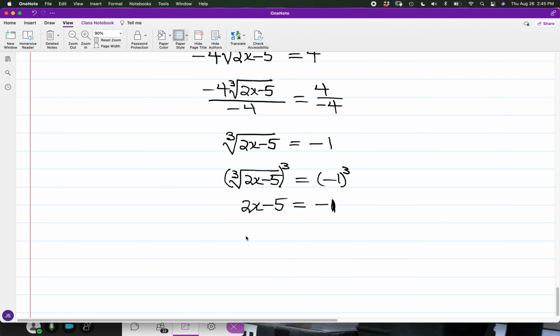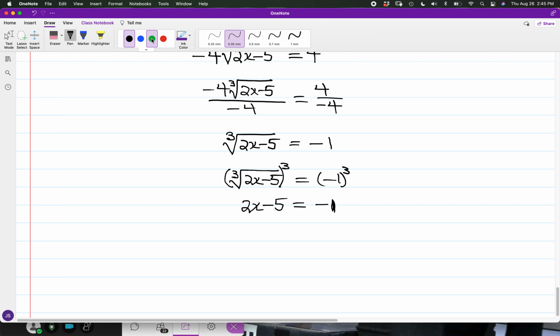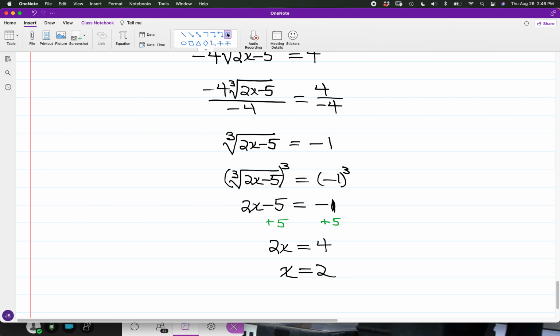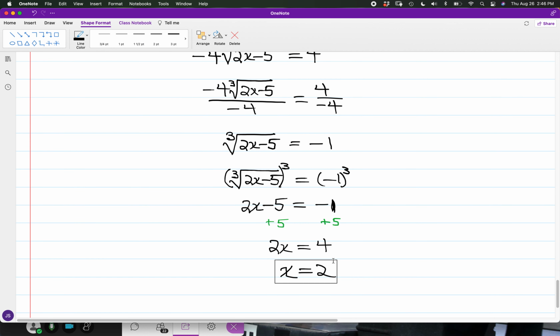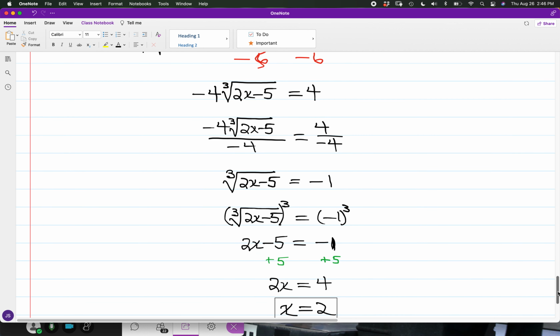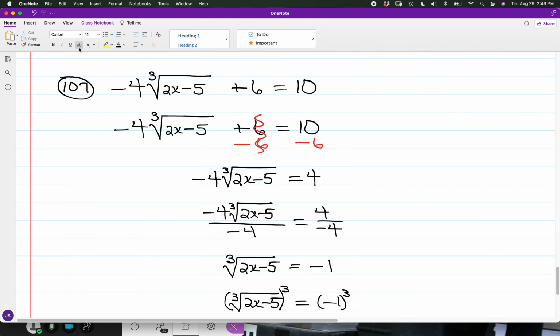So here I have a two-step linear equation. And isolating the 2x, if I add 5 to both ends, we're going to have 2x is equal to -1 plus 5, which would be 4, and 2 times x is equal to 4. We're going to have x is equal to 2. And with this being an odd root radical, again, the double checking is not so mandatory as it would be for even root radical expressions.